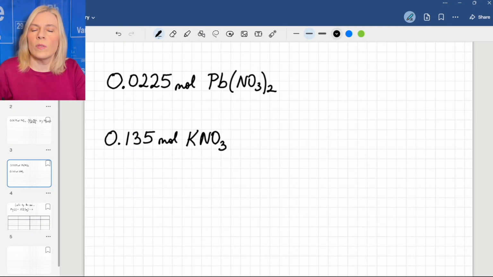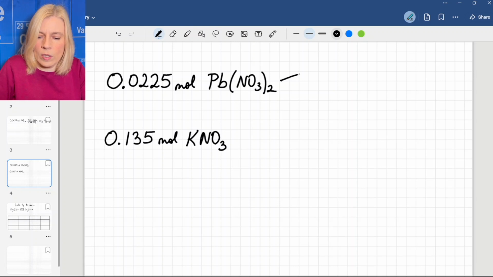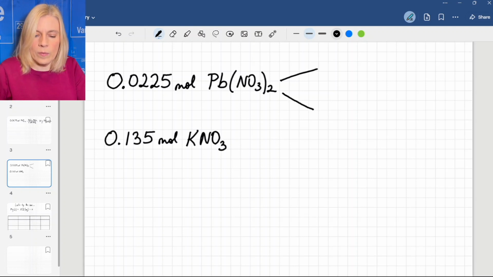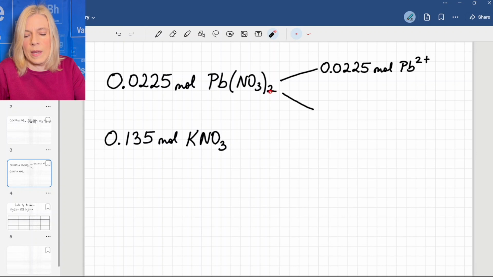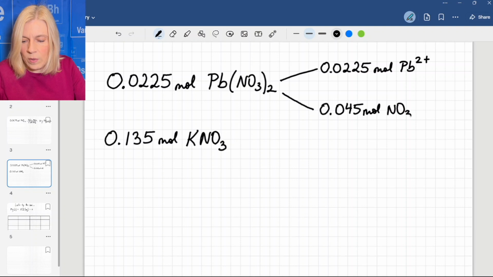Now, what does lead II nitrate mean? It will split up into 3 ions, yes? It will split up into lead 2 ion and 2 nitrates. So that means I am going to split this up, and I'm going to have 0.0225 moles of lead swimming, yes, lead ions, but I'm going to have double that amount of nitrate because I have 2 over here, this 2. So I am going to take this number, multiply by 2, and I'm going to have 0.045 moles of nitrate swimming.